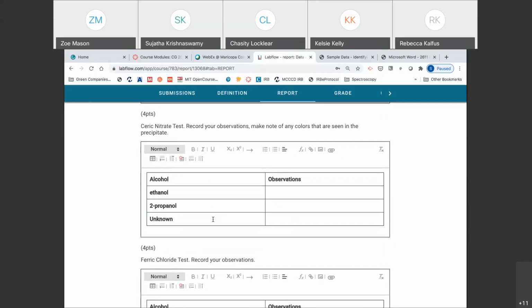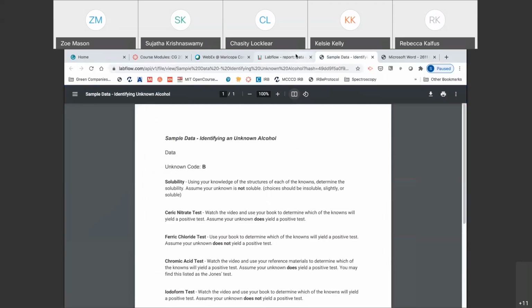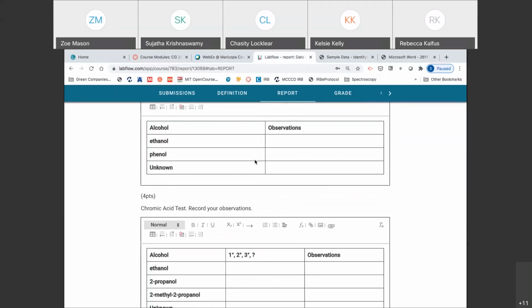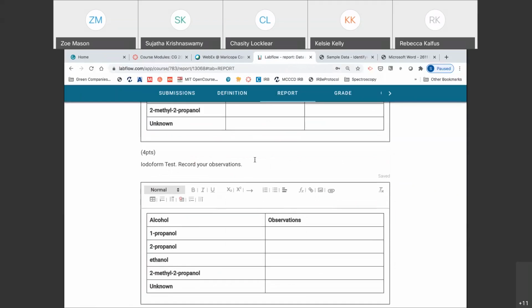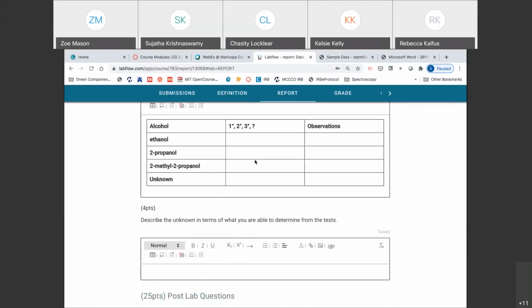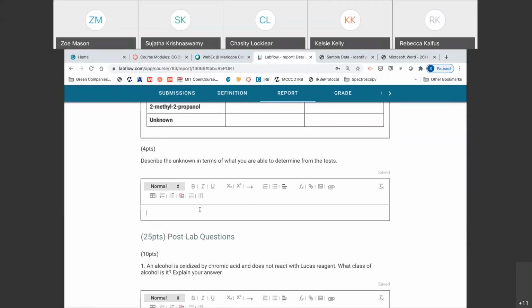The ceric nitrate test, the ceric ammonium nitrate test, you're going to make a guess for the first two. The unknown, you're going to get from the sample data that's provided. You're going to do the same for the ferric chloride test, the chromic acid test, the iodoform test, and the Lucas test. And then you're going to describe your unknown based on the tests. When you describe the unknown, you're going to say whether it's an alcohol or phenol, and if it's an alcohol, you want to classify it as primary, secondary, or tertiary.